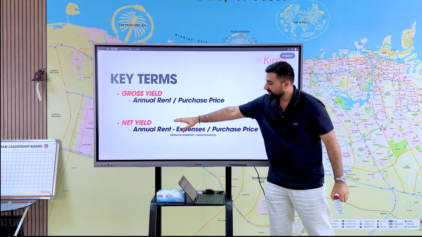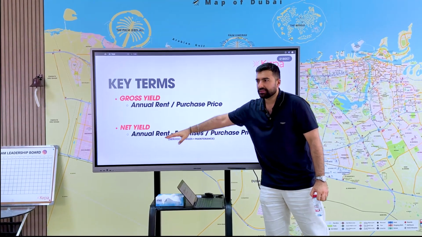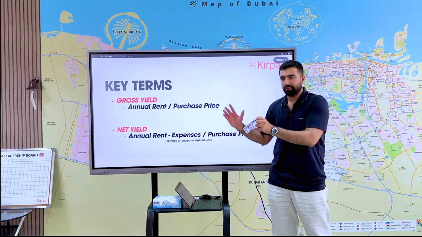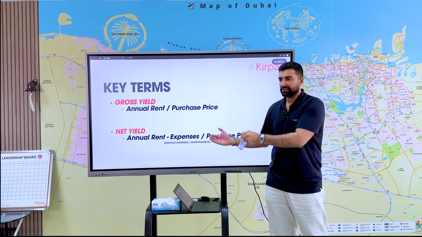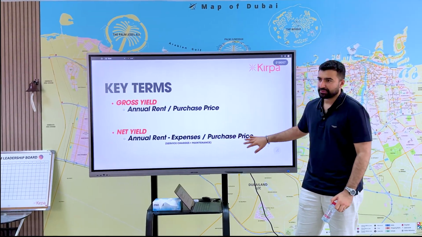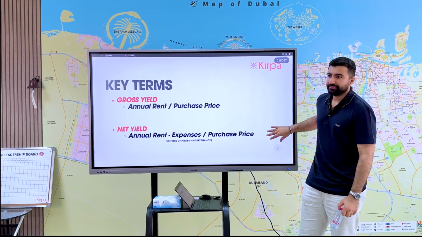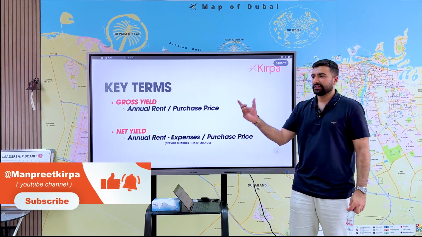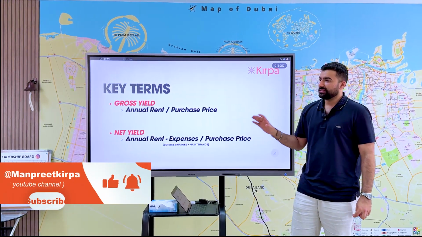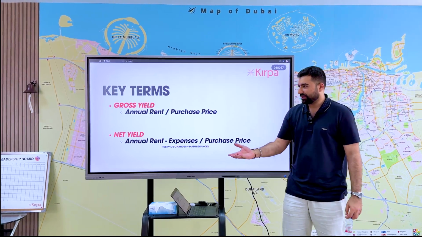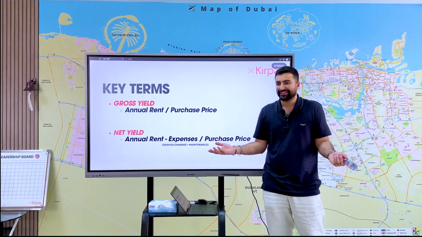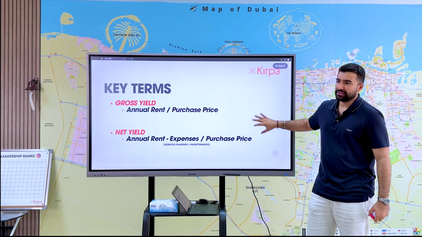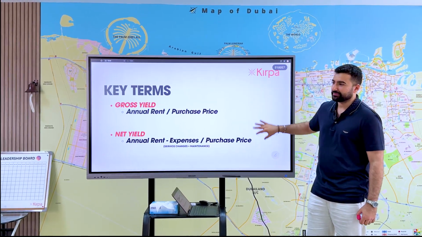And then net yield, again, annual rent. So whatever rent you're getting minus your expenses, whatever they are, mostly the service charges plus the maintenance, divided by the purchase price, and you will get your net yield. This is what you need to tell the investor: this is the net yield for this property. And this is mostly used in ready property because you can't rent an off plan, obviously. So when a property is ready, this is what you will use. You need to know these two things, how to calculate them.